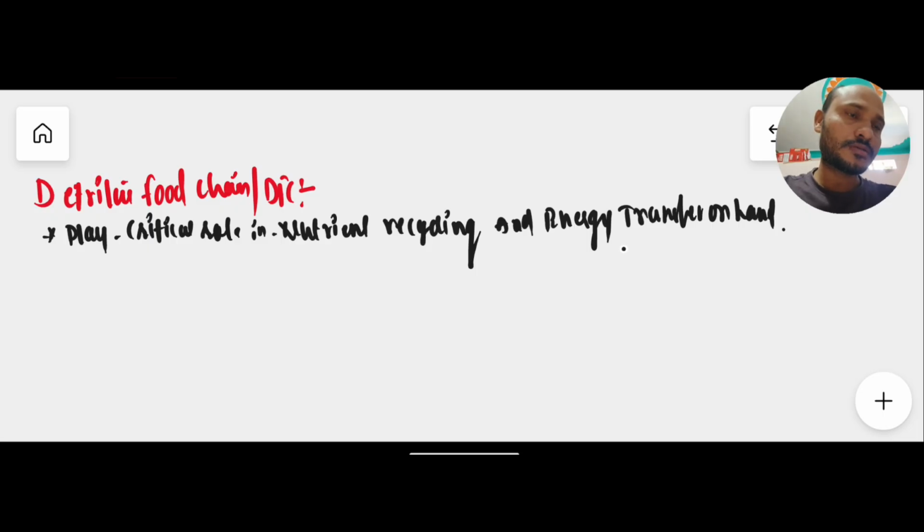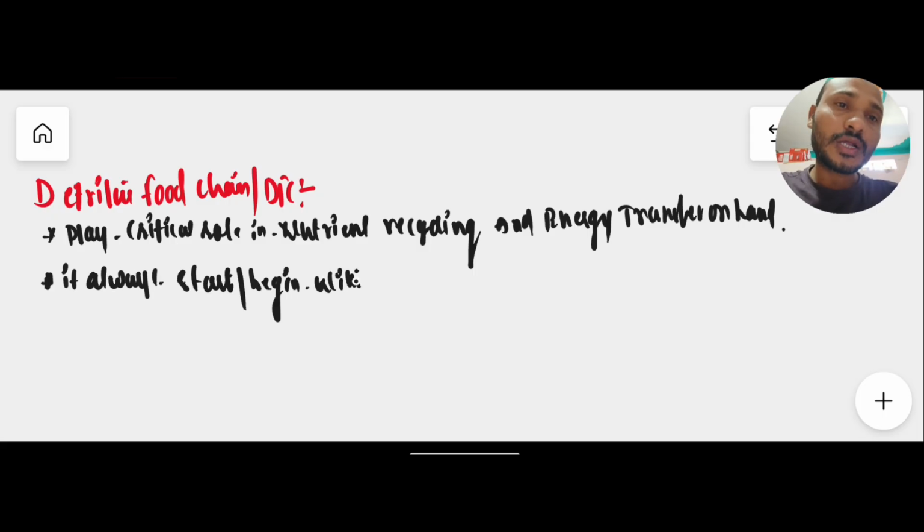After the death of animals and plants, the remains of their dead bodies contain various nutrients. So that nutrient must and should be recycled. That recycling process occurs only because of this food chain, the detritus food chain. How this process occurs, we will discuss. And here it always begins, starts with dead organic matter, very important. This detritus food chain always starts with dead organic matter.